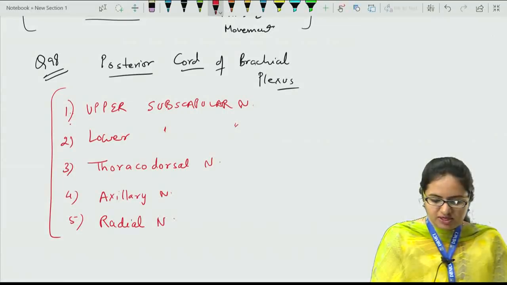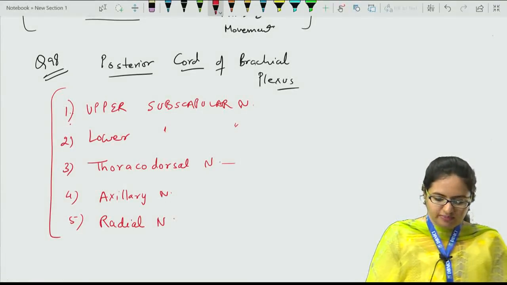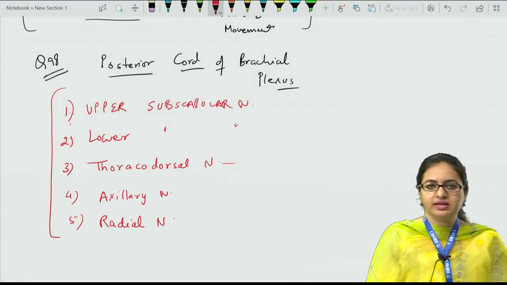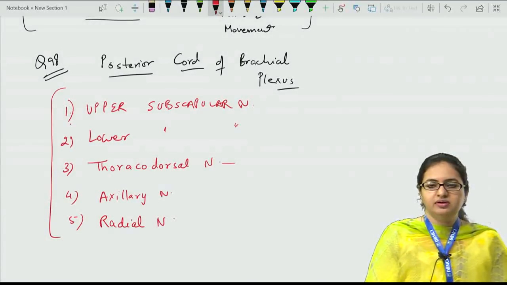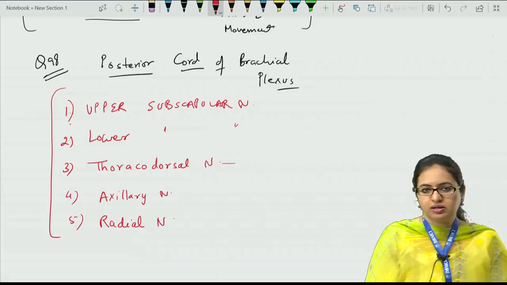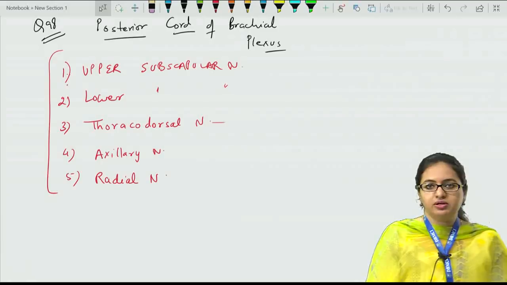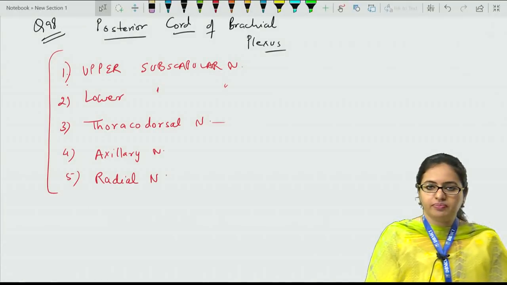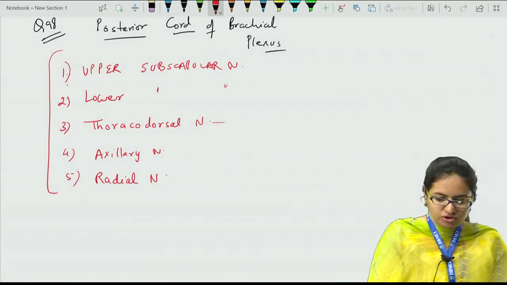The upper and the lower subscapular nerve mainly supply the subscapularis muscle. The thoracodorsal nerve supplies the latissimus dorsi, and along with that the rhomboids major and minor and the levator scapulae are also supplied. The axillary nerve supplies the deltoid muscle and the teres minor. And the radial nerve supplies the various muscles of the extensor compartment of the arm and the forearm. That includes, in the arm, the triceps, and then the brachioradialis, anconeus, supinator and the various extensor muscles of the extensor compartment of the forearm. So all these muscles will be supplied by the posterior cord of the brachial plexus.